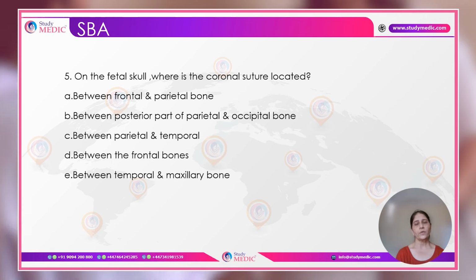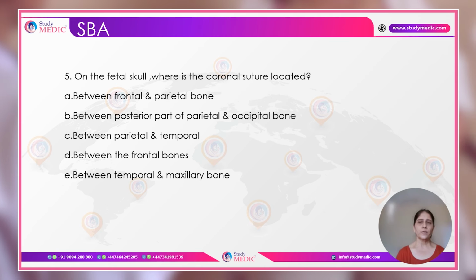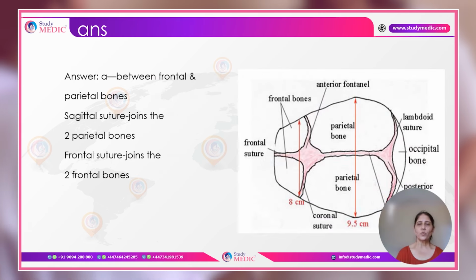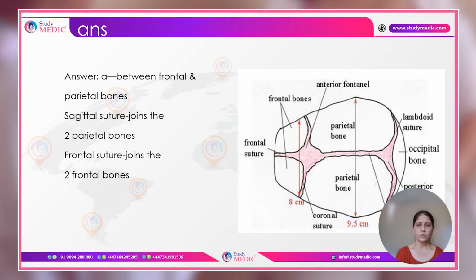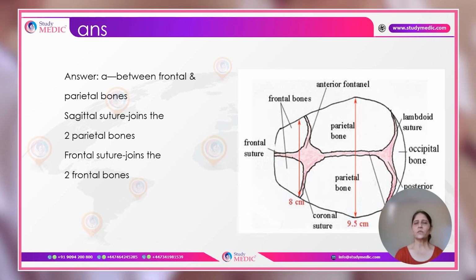So you have temporal bone, you have parietal bone, frontal bone, and occipital bone. Once you have that picture in front of you, then you can guess where the coronal suture is going to be. Here you have the coronal suture between the frontal and the parietal bones, whereas you have the sagittal suture, which is between the two parietal bones.